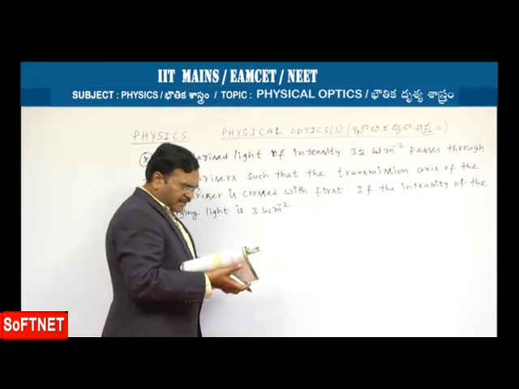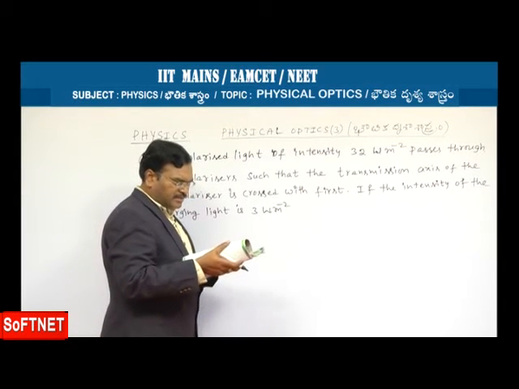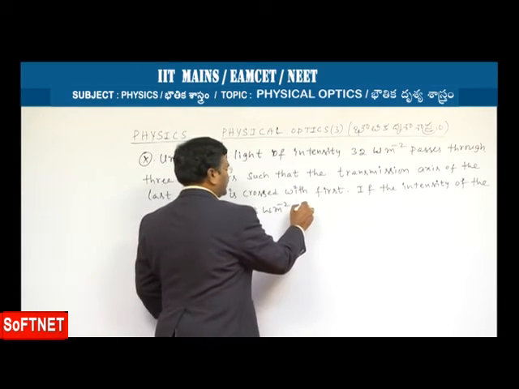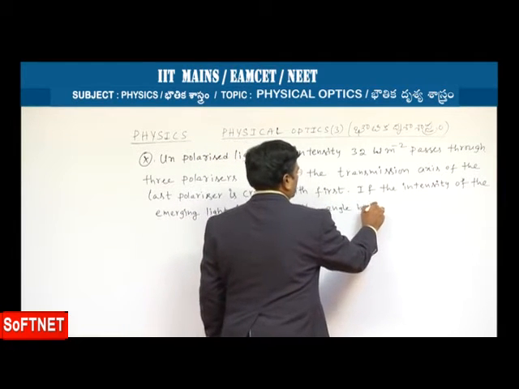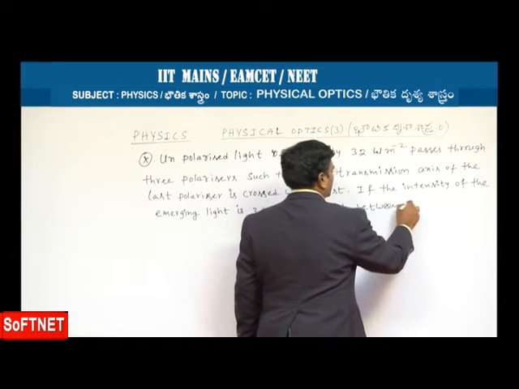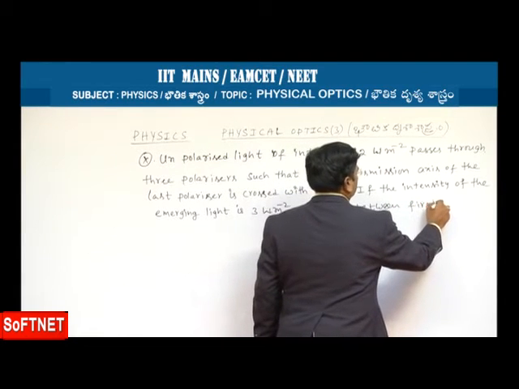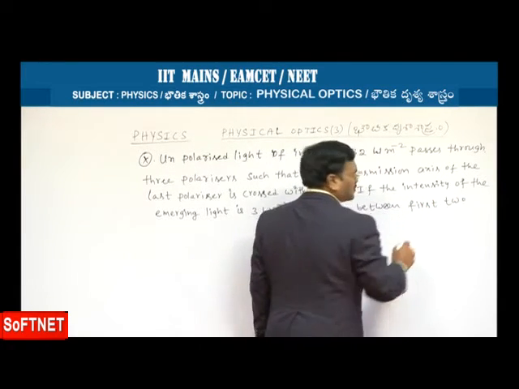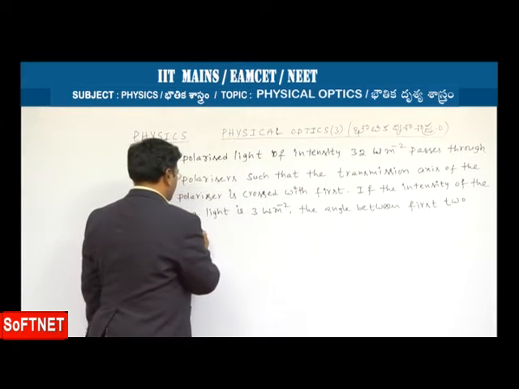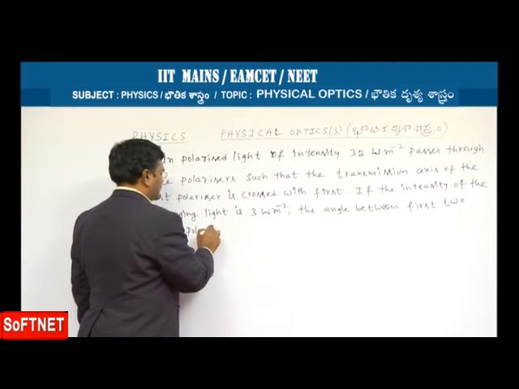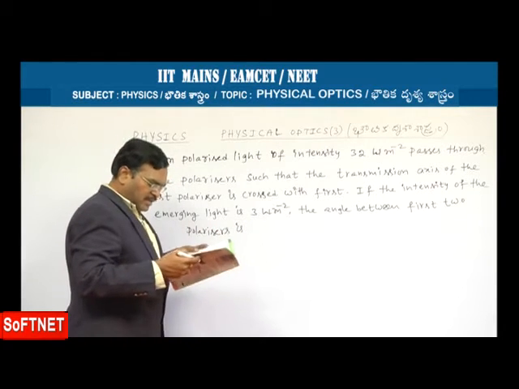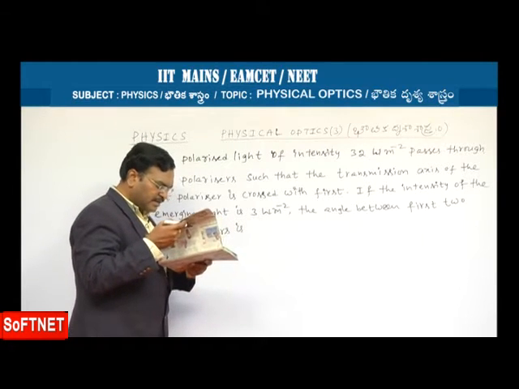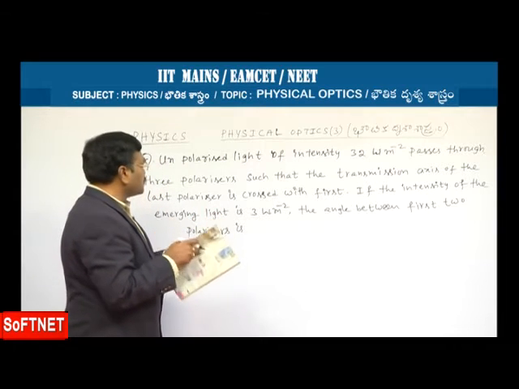the angle between the axes of the first 2 polarizers is?